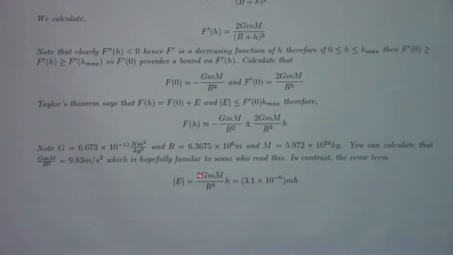So the error would be something like 2GMm over r cubed times h, where h is the altitude. And if you put in the numerical constants here, you've got about 3.1 times 10 to the minus 6 times your mass times your altitude. Not too shabby, right?